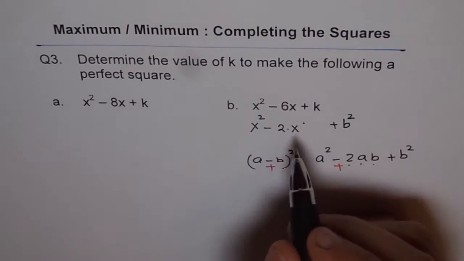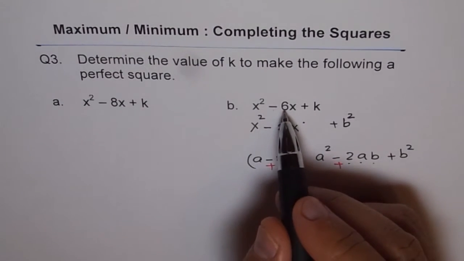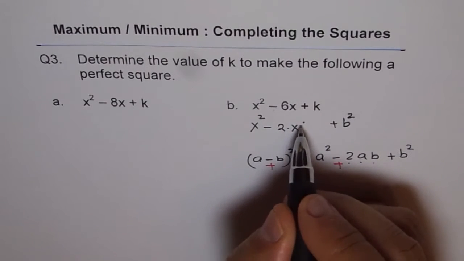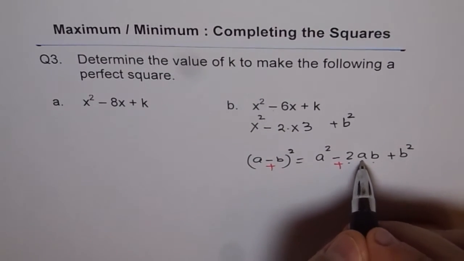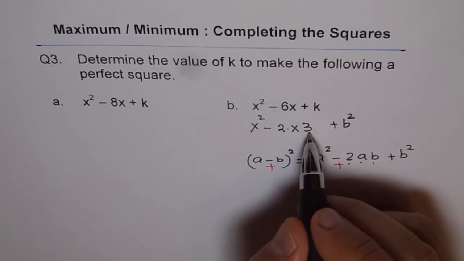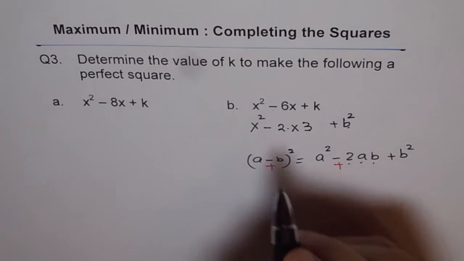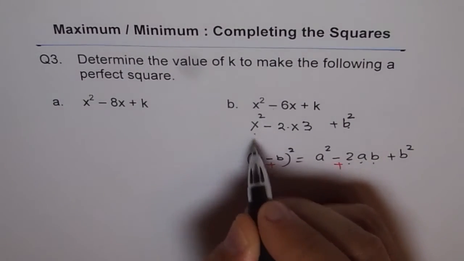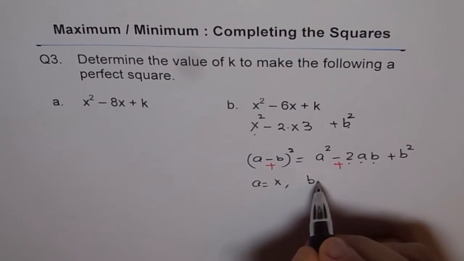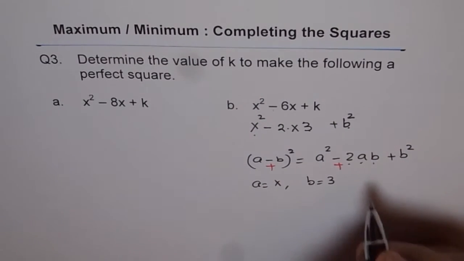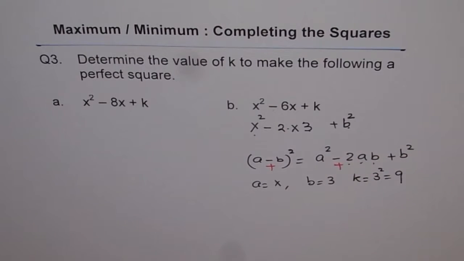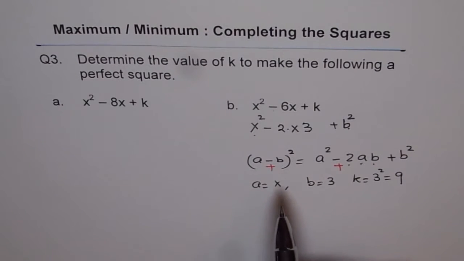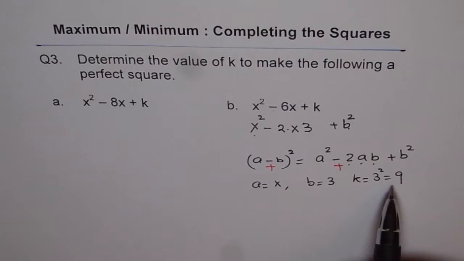Now here in the center we know one thing, it is 6x. So the number left here is actually 3. Do you see that? So 2, x and 3, that is 2ab. So if you compare, b is 3. So a is x for you here, and b is equal to 3. And what is k equal to? k is equal to 3 squared, which is 9. So that is how we do it. So k for us is 9.